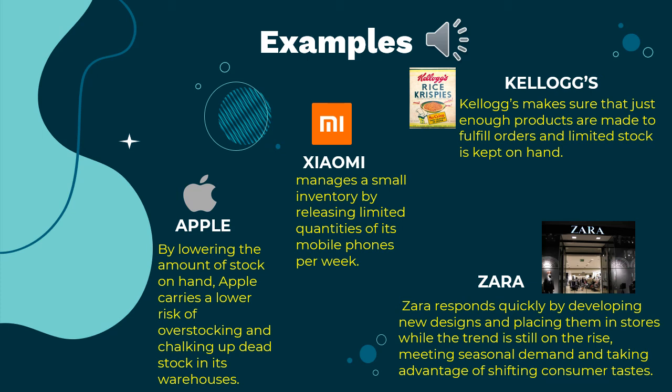Third, Kellogg's. Most of Kellogg's products are perishable goods, so they use the just-in-time inventory management method as an effective stock management system. Kellogg's makes sure that just enough products are made to fulfill orders and limited stock is kept on hand.